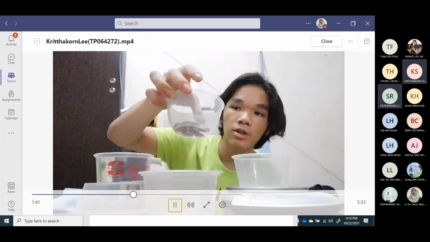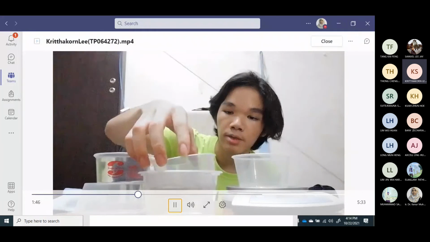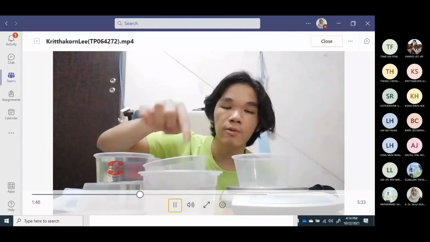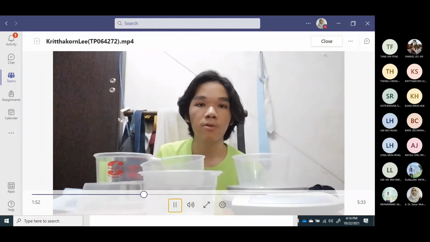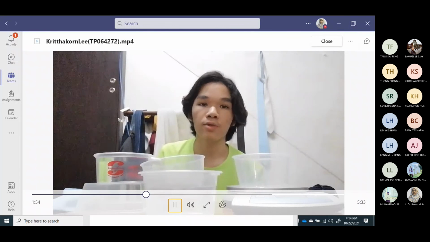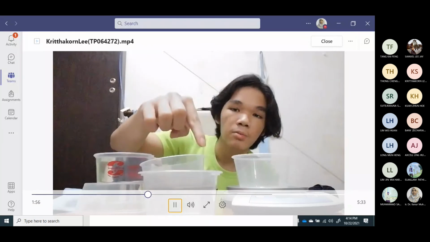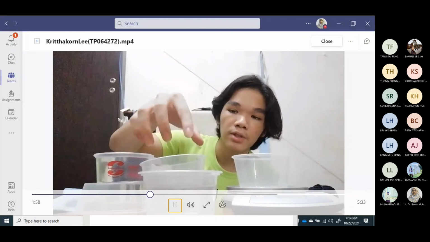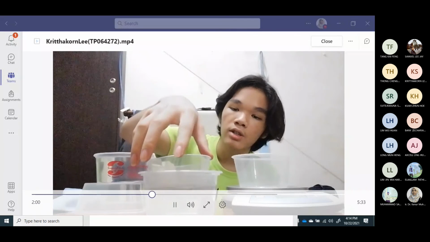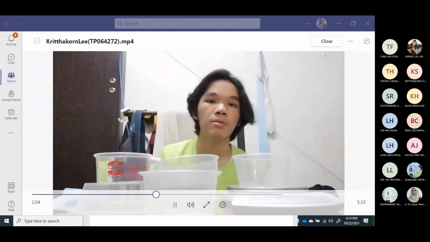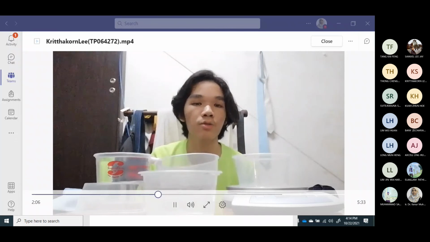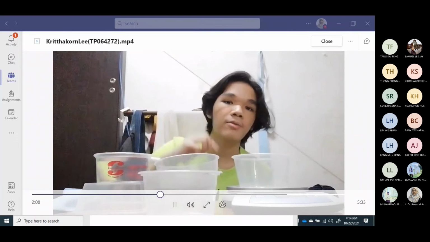So you see, it is floating. So how will it float? How does it float? It floats because there is a buoyant force acting on this Tupperware to push it up to the surface. So you see, if I push it down, it will come back up. Why? Because there's a buoyant force acting on this Tupperware.